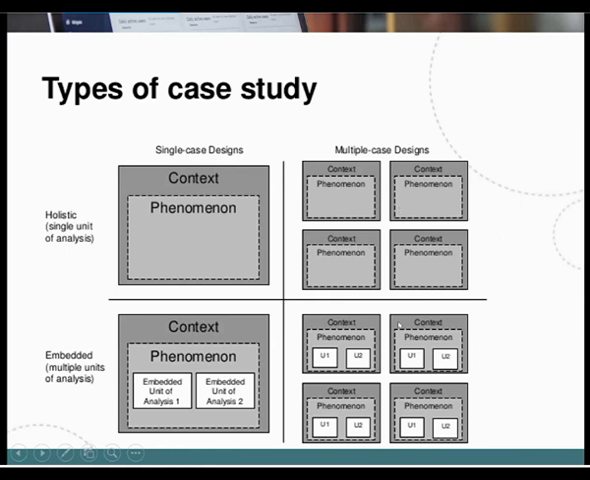So then you can have various variations to your studies according to what you want to find out. You can have different units of analysis, a number of units of analysis.